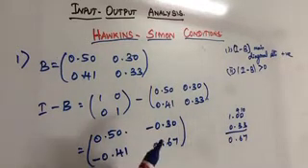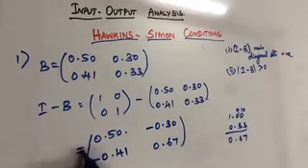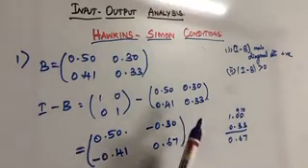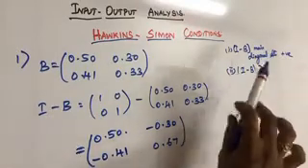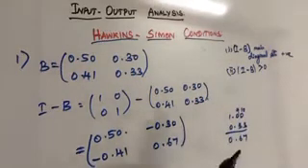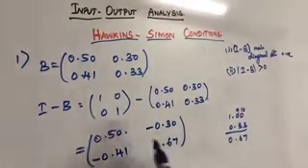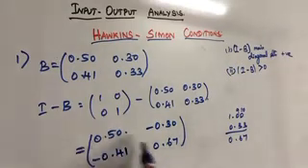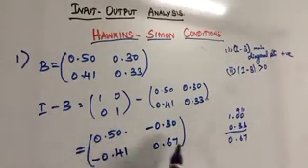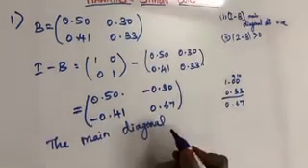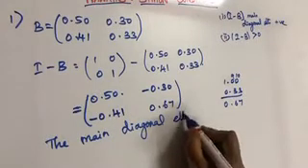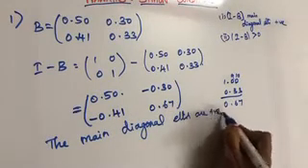So, the first condition we have to check. We found I minus B. What's the first condition? In I minus B, the main diagonal elements should be positive. These are the main diagonal elements. Are they positive? Yes. So, the first condition is satisfied: the main diagonal elements are positive.